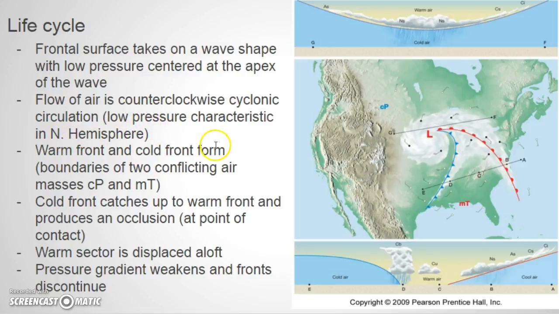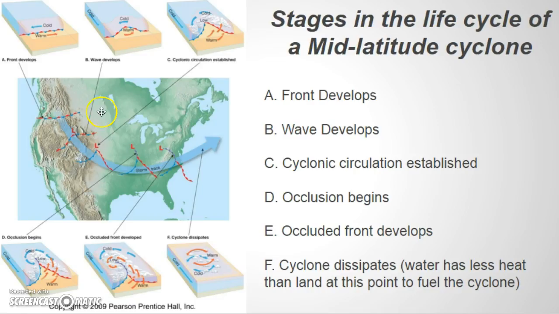The warm front and the cold front form. These are boundaries of two conflicting air masses, both continental polar and maritime tropical. The cold front catches up to the warm front and produces an occlusion, and that's at the point of contact. The warm sector is displaced aloft, right? Warm air rises. And the pressure gradient weakens, and the fronts discontinue, and that's toward the end of it. So that's the evolutionary stages. Let me show you pictures that associate with that.